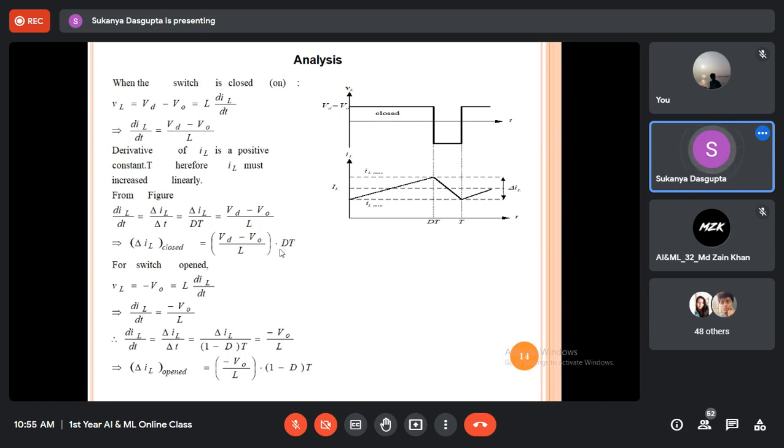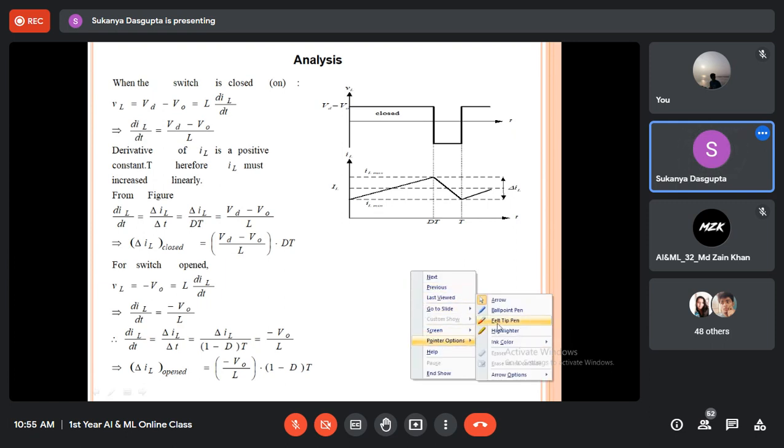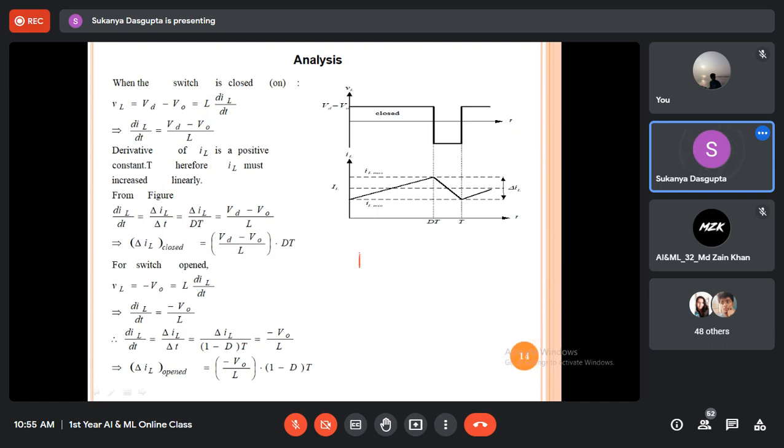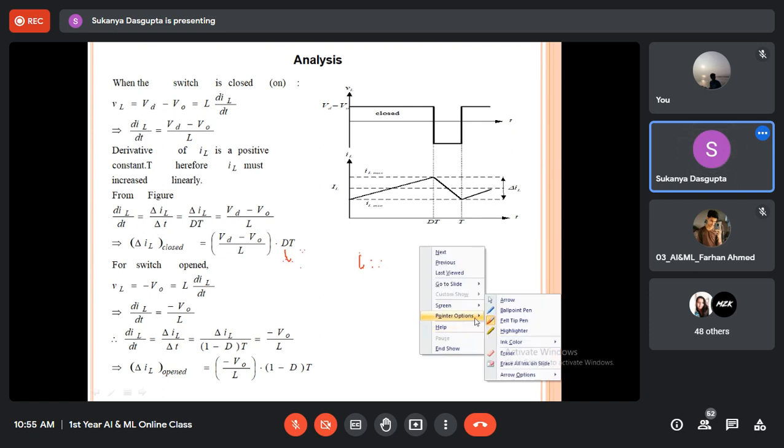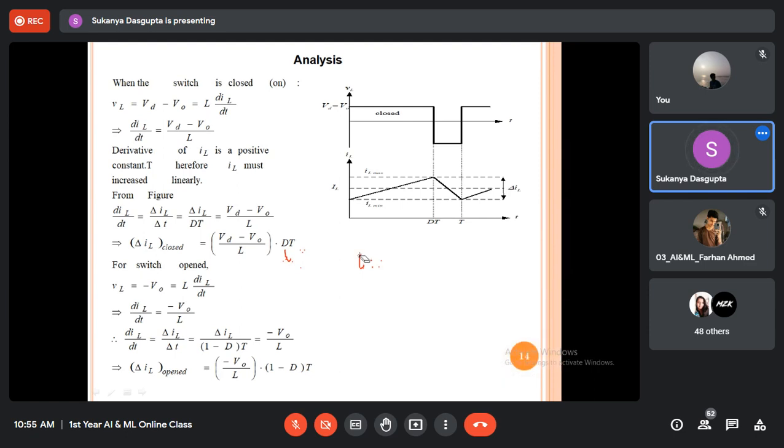What is dt? Capital D times T. What is D? Duty ratio. What is the expression of D? What is the expression of T? T on by T, right?